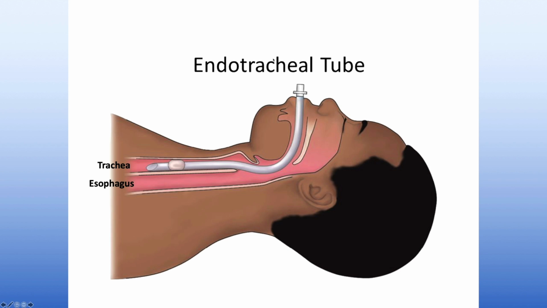So an oral endotracheal tube looks like this, goes through the mouth, and then sort of around the corner of the tongue, and then through the vocal cords into the trachea, and that little soft balloon then helps provide a nice seal for breathing.